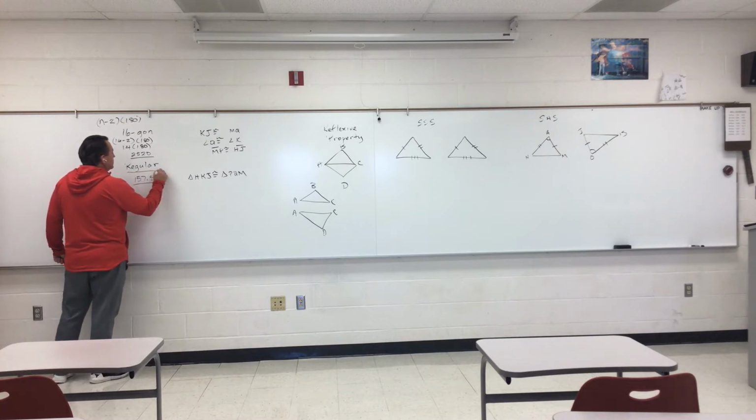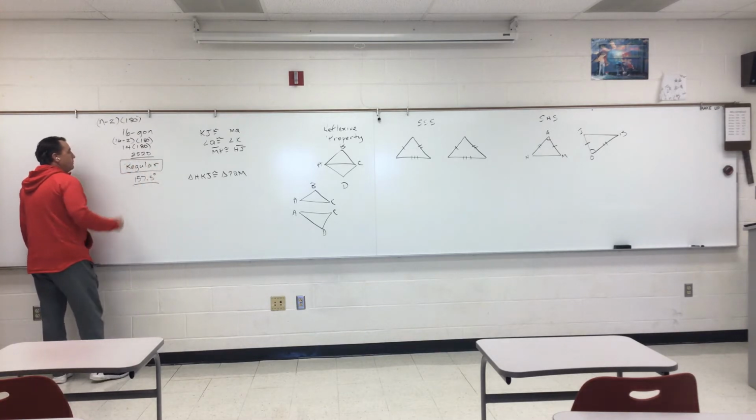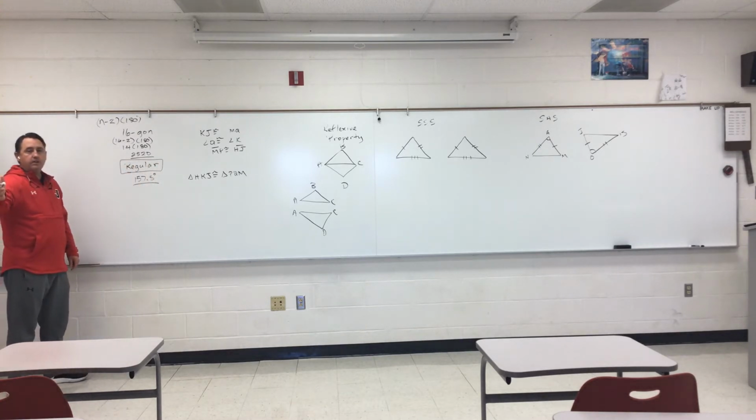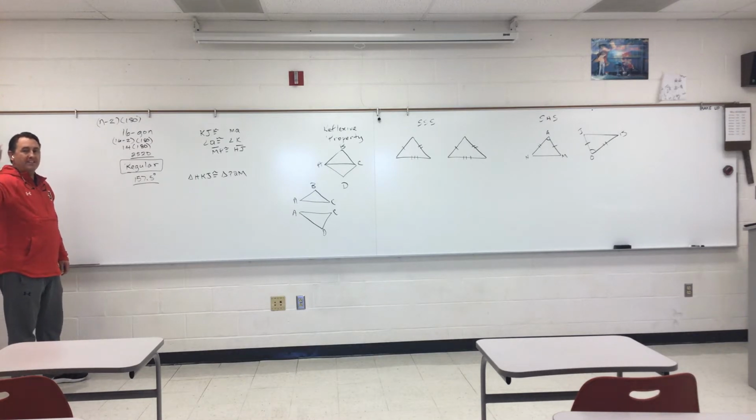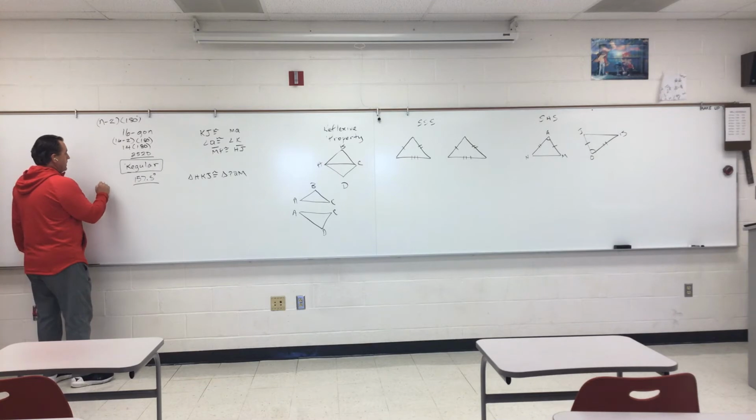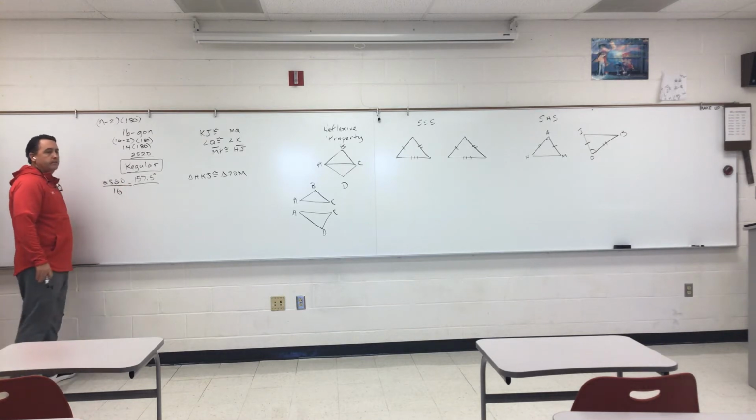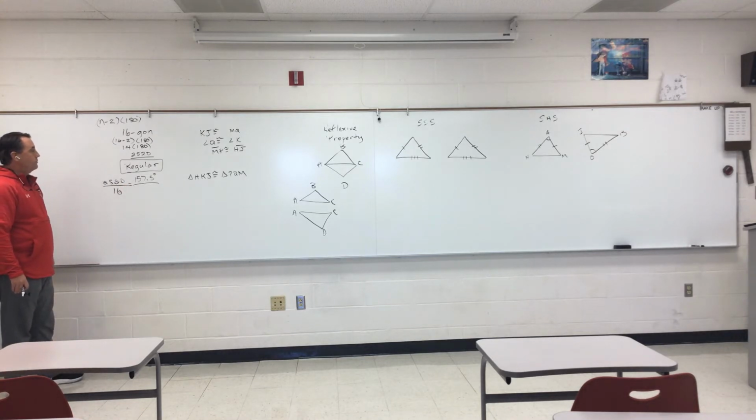If it's a regular shape, remember regular means all sides and all angles are equal to each other, therefore all angles are the same. So we would take that 2,520, divide that by 16, and we get 157.5. So that was our warm-up reviewing polygon angle sum.